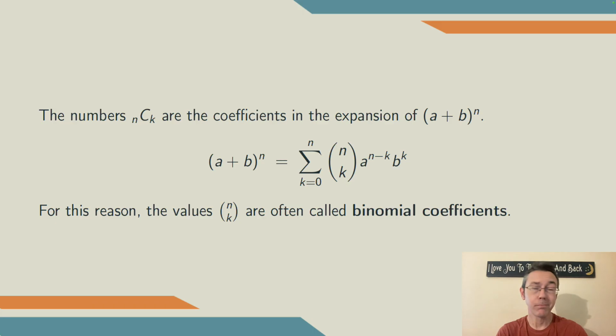And the reason is that if you take a plus b to the n and you expand it out, then the coefficient of a to the n minus k times b to the k is exactly n choose k.